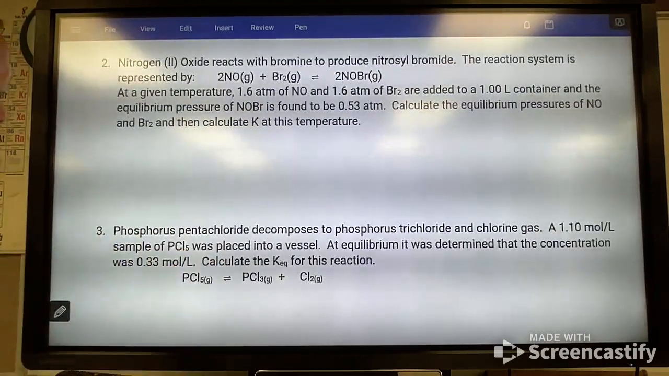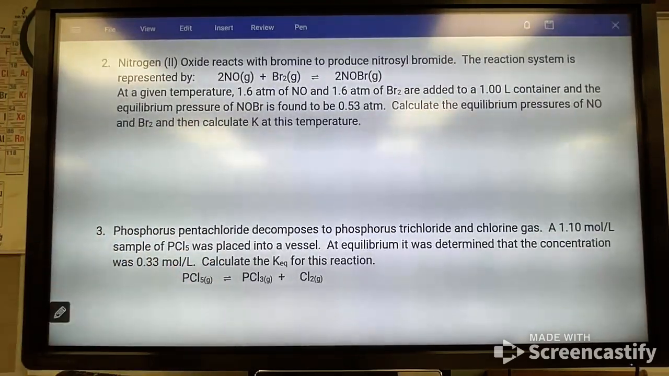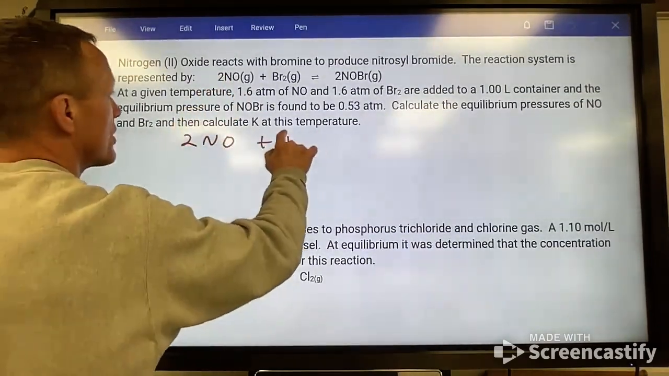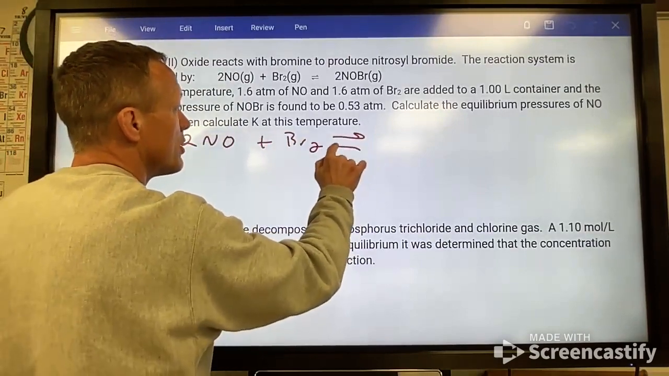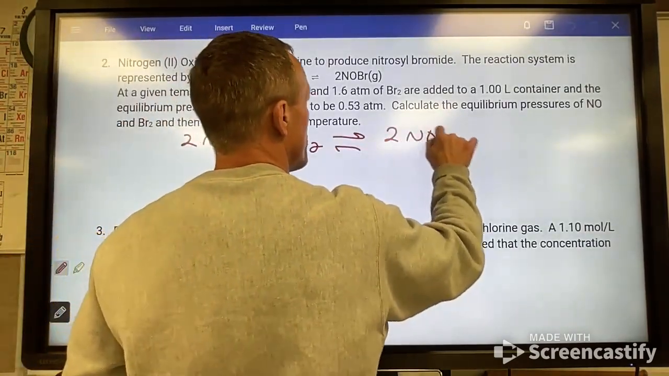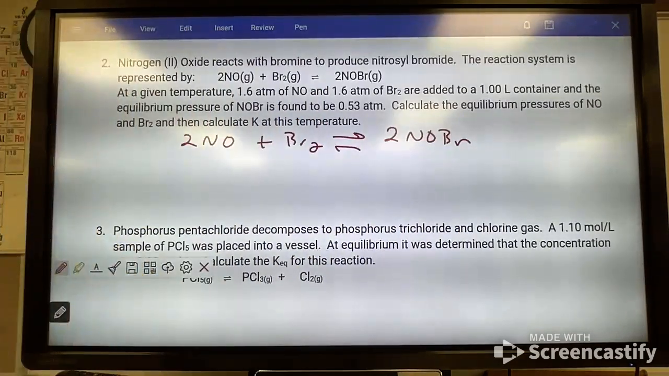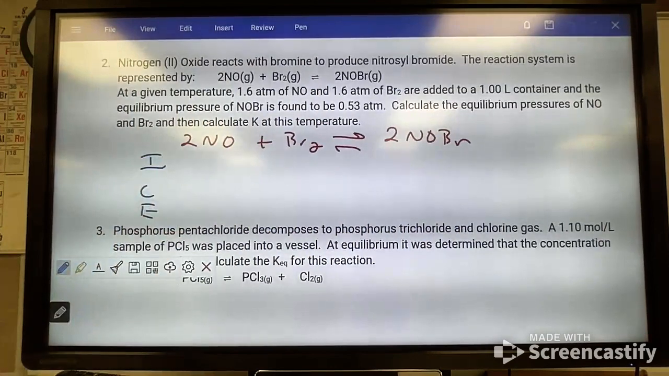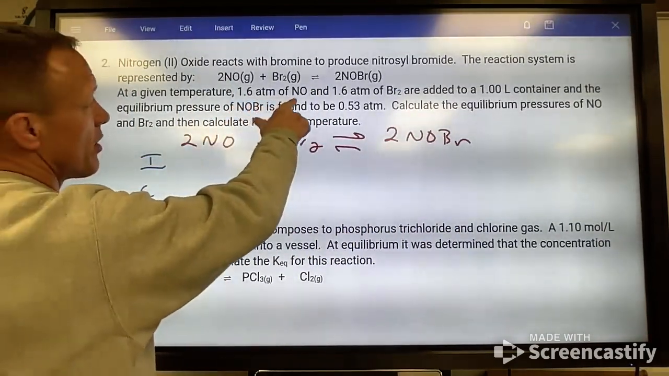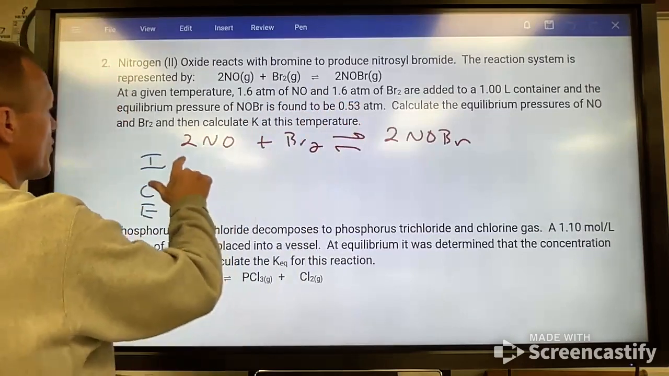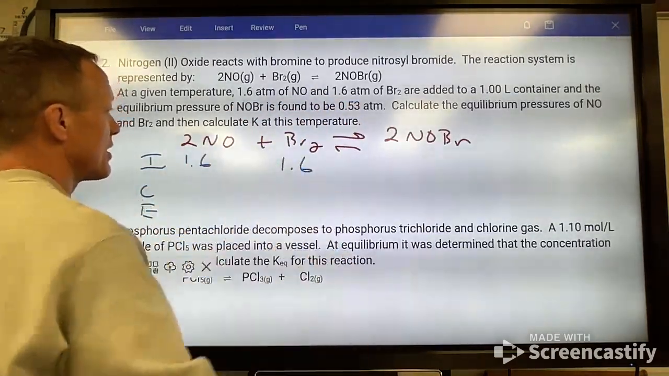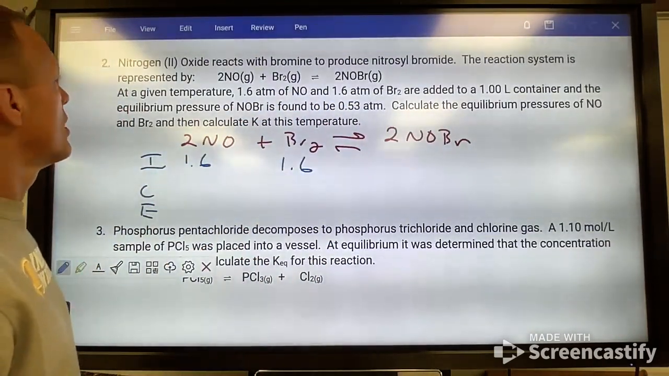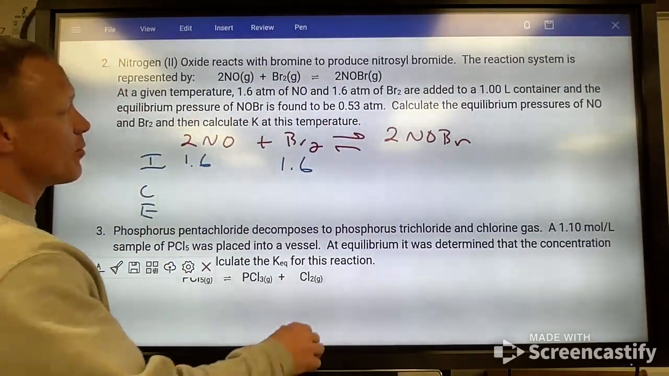All right, let's go here. I'll do this one other one. So there's our reaction. I'll write that down here: 2NO plus Br2 in equilibrium with 2NOBr. Initial, change, equilibrium. So at a given temperature, 1.6 atmospheres of NO and 1.6 atmospheres of Br2 are added. So we have 1.6 of that, 1.6 of that. Again, our K could be in terms of pressure or in molarity. And the equilibrium pressure of NOBr is found to be 0.53 atmospheres.